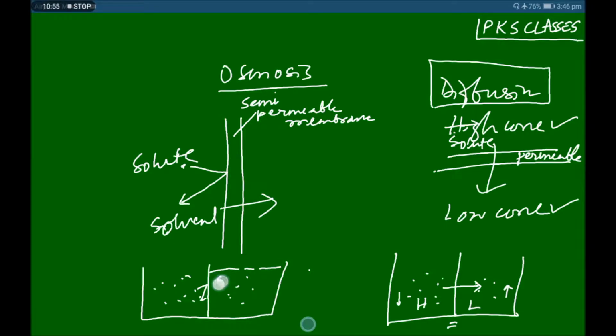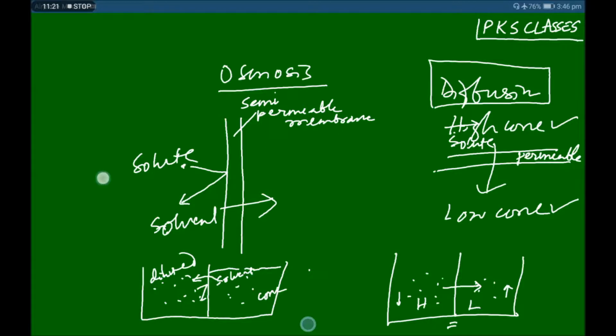If the solvent here goes to this side, then what will happen? This side will be diluted, and since solvent goes from this side to this side, this will be more concentrated. So both sides will have the same concentration. That happens in osmosis. In case of osmosis, there is a semi-permeable membrane.